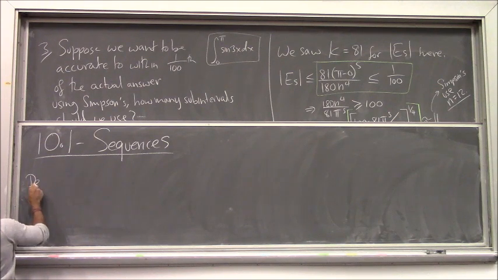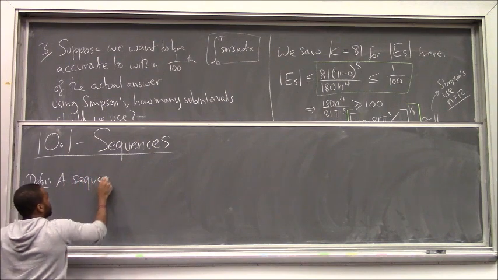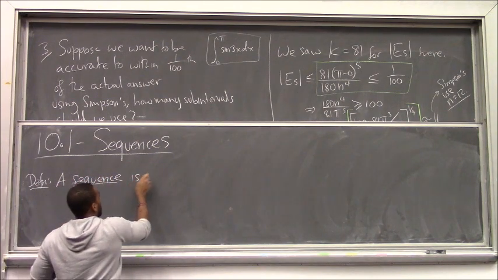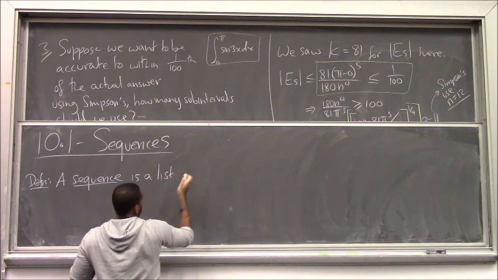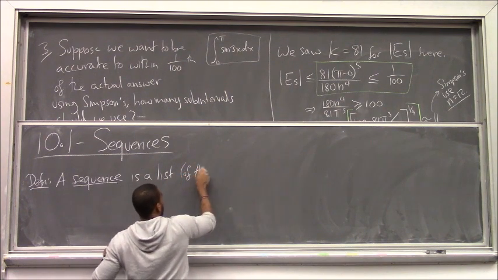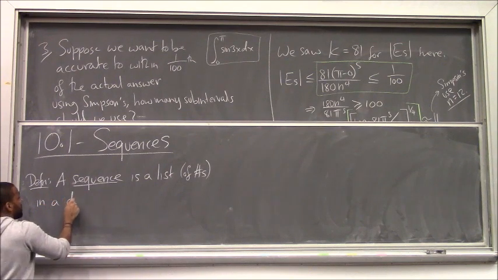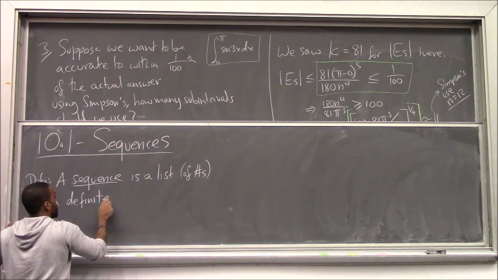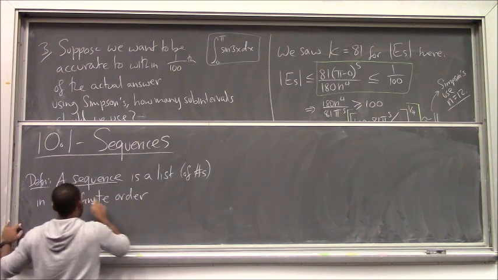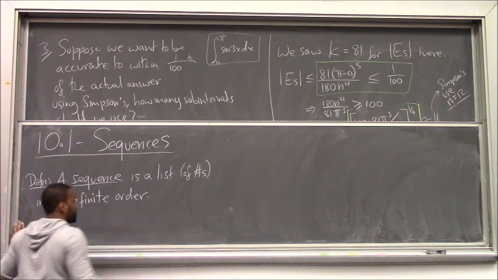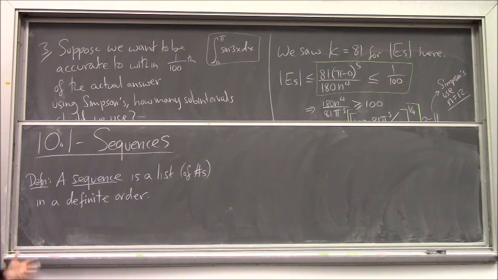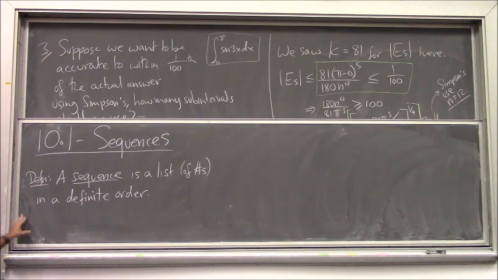Let's start with the definition. What is a sequence? A sequence is a list. For us, it's a list of numbers. In general, it can be a list of anything. But it's a list in a definite order. So you can think of a sequence as an ordered list. There's a list of things, but there's a notion of who's the first guy in the list, the second guy in the list, the third guy in the list, and so on and so forth. So that's all a sequence is. It's basically a list in a definite order.